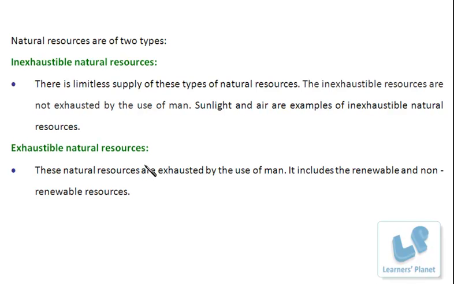Exhaustible natural resources. What are these? These natural resources are exhausted by the use of man. That is, one day will come when there will not be any of these resources. For example, petroleum. It is an exhaustible natural resource. A day will come when all the petroleum will be used by mankind. Now exhaustible natural resources include renewable and non-renewable resources. Now let's see what are renewable and non-renewable resources.